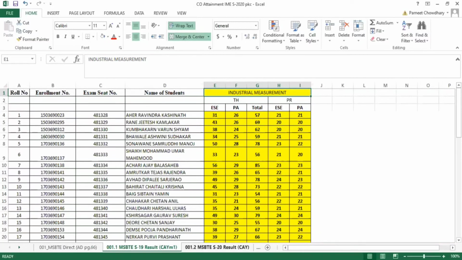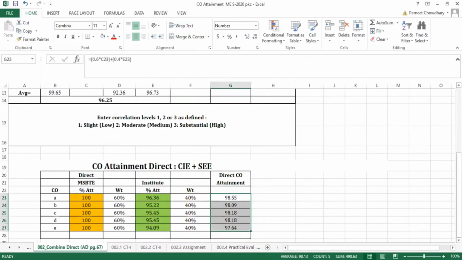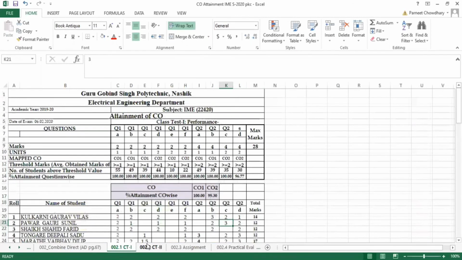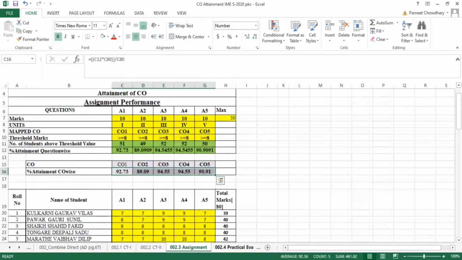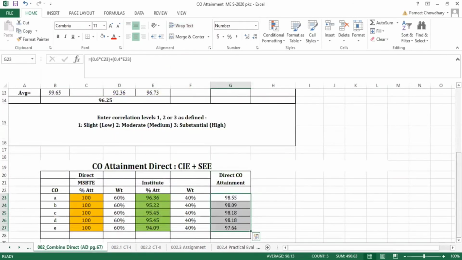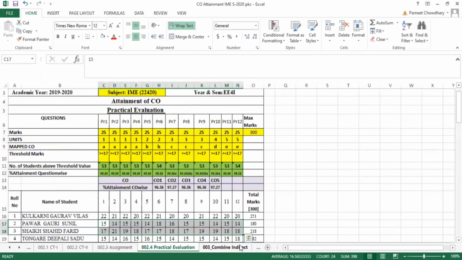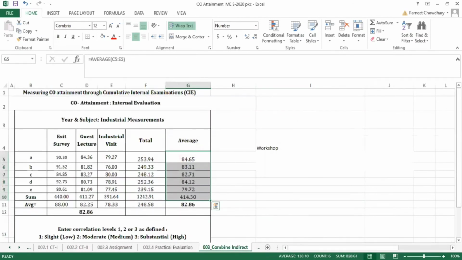001 is the main sheet, 001.1 and 001.2 are my backups. Same way, 002 is my main sheet. 002.1, 002.2, 002.3 and 002.4 are my backups. So mainly you just have to edit the backup. Main sheet will be edited automatically, as all the values are linked in the respective sheet.